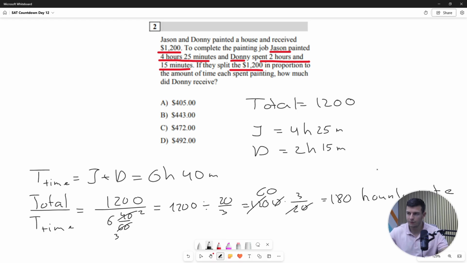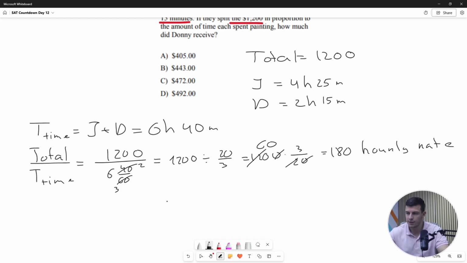Now, what am I looking for? I'm looking for Donnie. How much should Donnie receive? Donnie should receive how much she worked. So Donnie worked 2 hours and 15 minutes times her hourly rate, which is 180. Yes? Now be careful here, this is not multiplication. This is 2, this is a proper fraction. So if I bring it into an improper fraction, 2 times 60 is 120, 135 times 180.